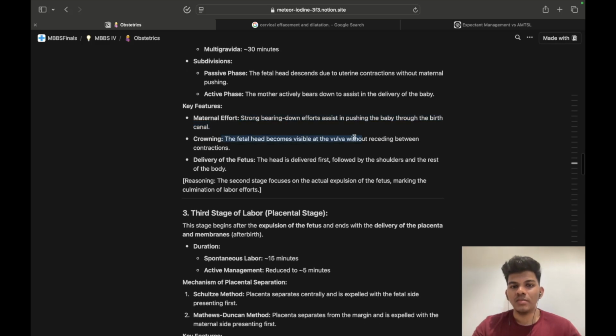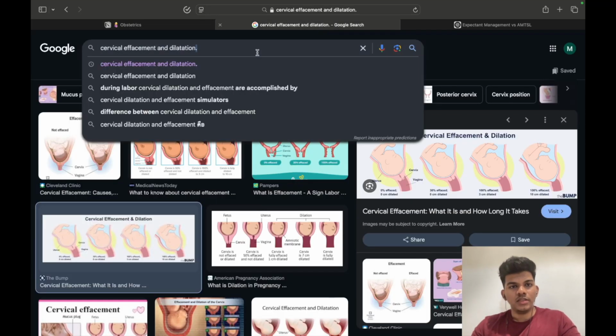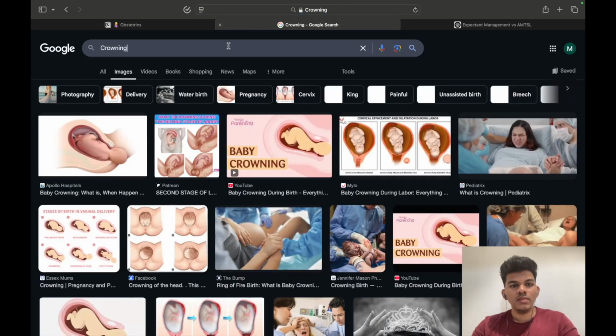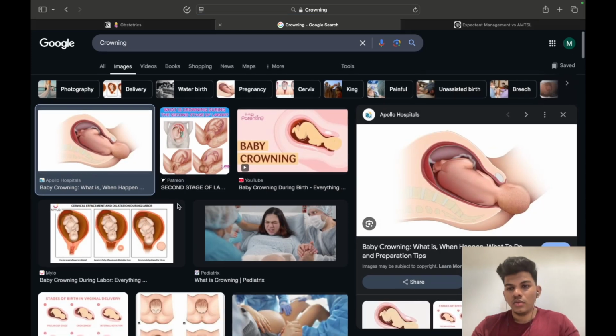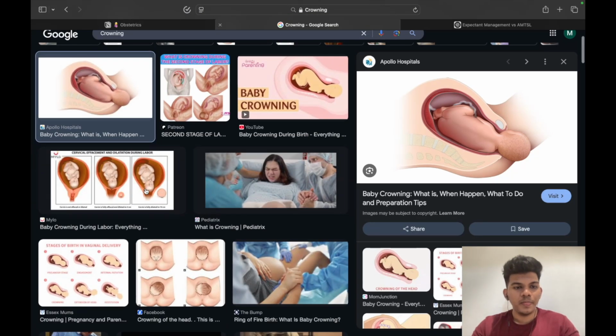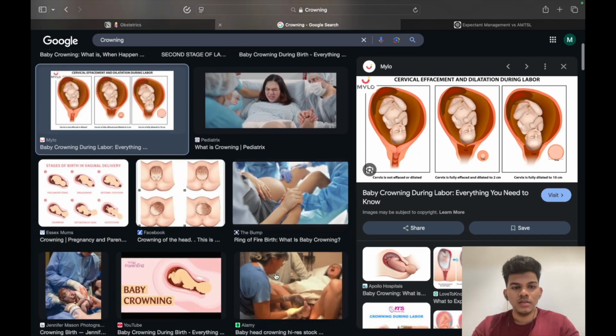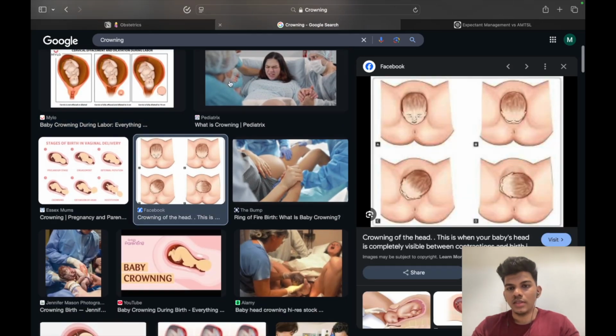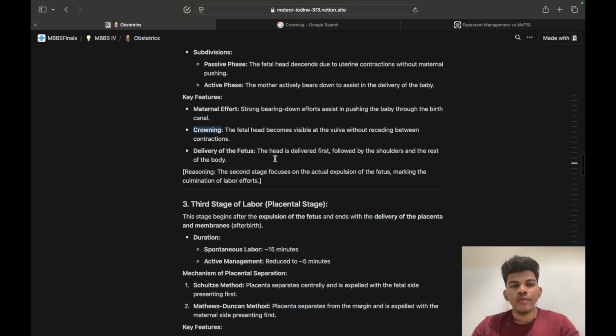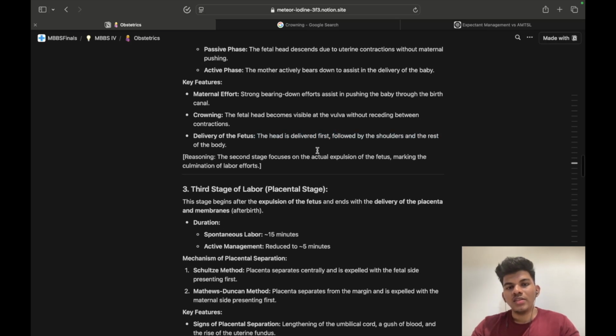Crowning: the fetal head becomes visible at the vulva. Here you can see how crowning looks, and the baby's head is visible at the vulva. So we are clear with what crowning is. Delivery of the fetus: the fetal head is delivered first, followed by the shoulders and the rest of the body. So this correlates to some of the phases of the mechanism.